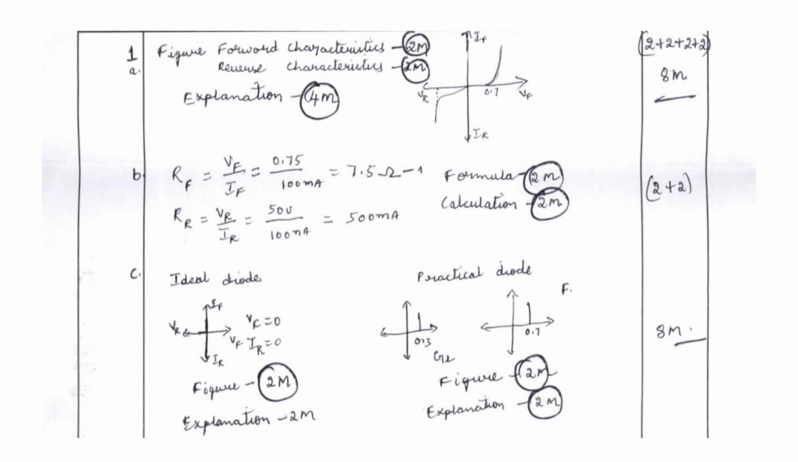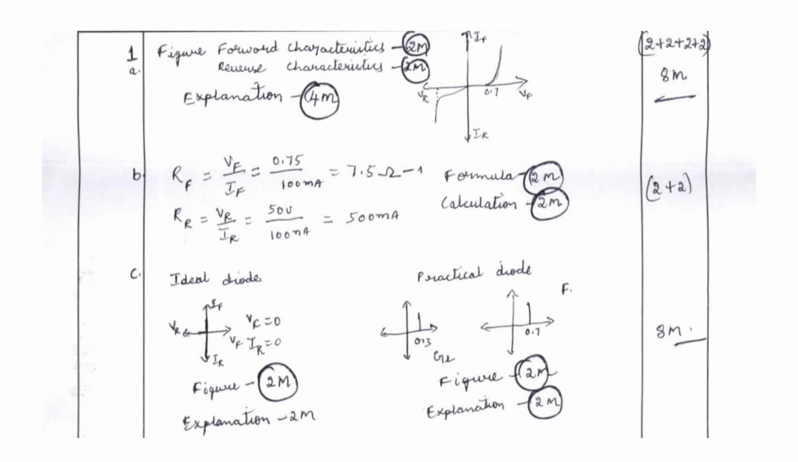So second question was IF was given, VR was given, VF was given. They asked you to find out the forward and reverse resistance. So forward resistance RF is equal to resistance is equal to voltage by current. So if it is forward, then forward voltage divided by the forward current. You will be formulating it, and the same way for reverse characteristics, reverse resistance, VR by IR. So substitute the values and get the answer. So for the calculation it carries 2 marks and formula carries 2 marks, so totally it is of 4 marks.